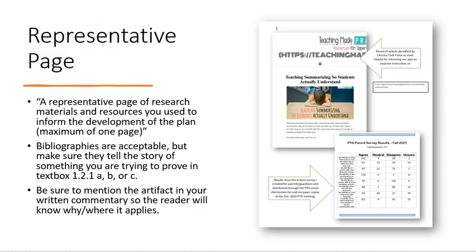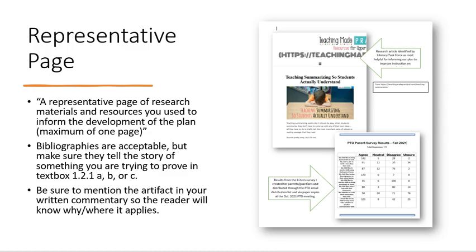So bibliographies are acceptable, but make sure they tell the story of something you're trying to prove in your text box. Make sure to mention the artifact in your written commentary so the reader will know why and where it applies. So as you say, I met with the teachers and we had this task force, be sure and see artifact 2. Or, I did a survey, I included a snippet of it in artifact 2. Or you can just reference the number of the artifact as you upload your artifacts. You just put in parentheses 2.